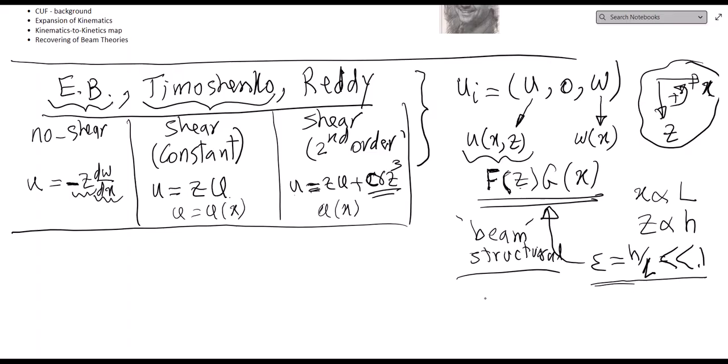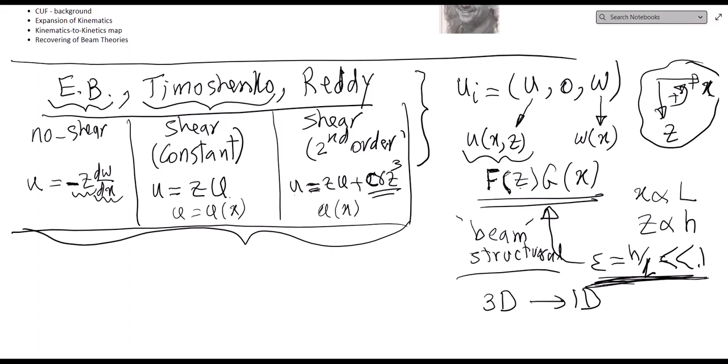Basically, we go from a 3D to 1D structure. Otherwise, you can treat a beam as a 3D body and consider all of the dimensions. But in practice, we would like to use this geometrical fact, and from 3D we go to 1D, and all of these theories are based on this.